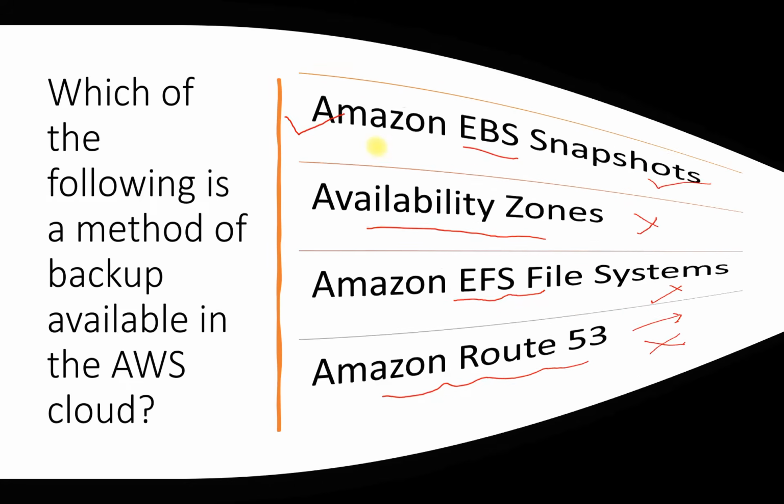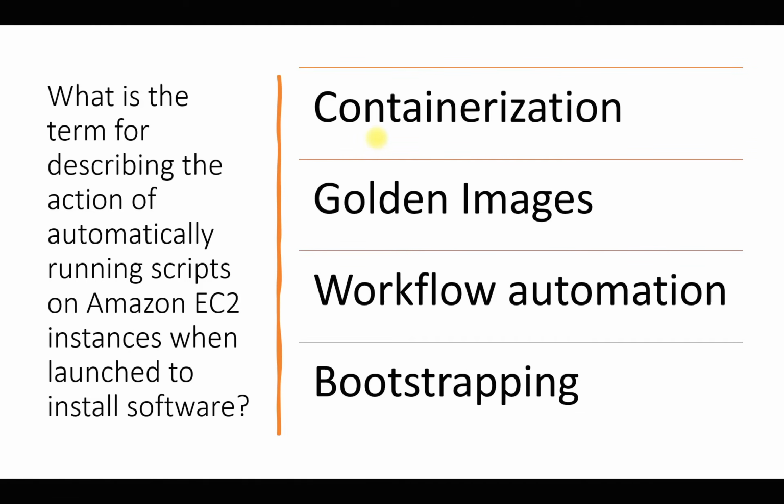Let's talk about the next question now. What is the term for describing the action of automatically running scripts on Amazon EC2 instances when launched to install software? The options we are having: containerization, golden images, workflow automation, bootstrapping. So let's understand one by one. Containerization is a process where we convert our application into the form of containers. Then we can create these containers through Docker or another container runtime like CRT, and we have other containerization platforms, or we can say tools.